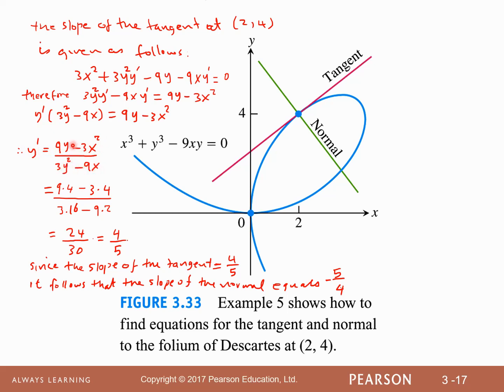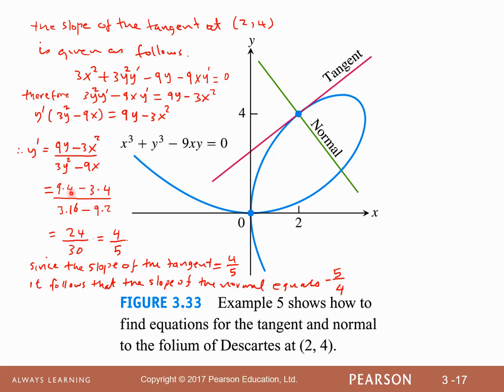Now that we have this, this is y prime. We want to find the slope. We want to find the numerical value of the slope. So we have to plug in the point 2, 4. So instead of every x, we put 2, and instead of every y, we put 4. If we do so, then the numerator will give us what? 9 multiplied by 4 instead of y, minus 3 multiplied by x squared, x is equal to 2, x squared is equal to 4, so minus 3 multiplied by 4, divided by 3 multiplied by y squared, y is equal to 4, so 3 multiplied by 16, minus 9 multiplied by x, which is 2, so 9 multiplied by 2.